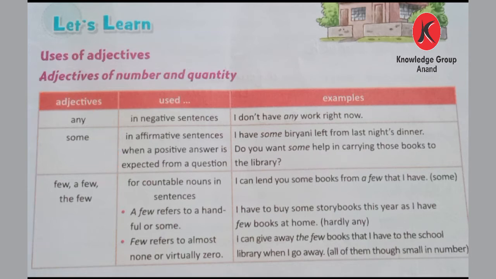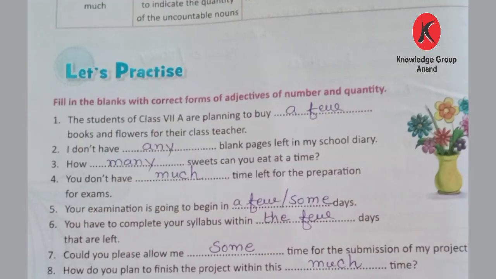Now let us go to page number 38. Again we continue with the same table, adjectives. What is that? Little, a little, and the little. We learned few, a few, and the few for countable nouns, dear students. And little, a little, and the little are for the uncountable nouns.